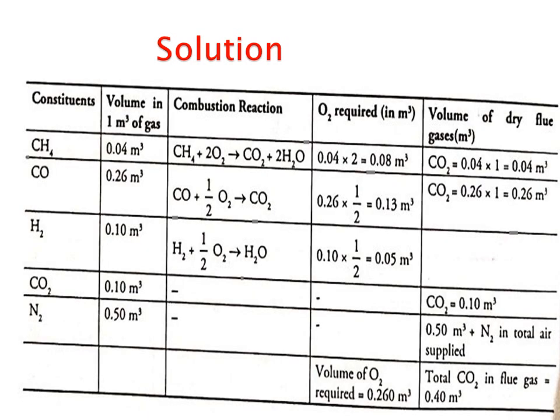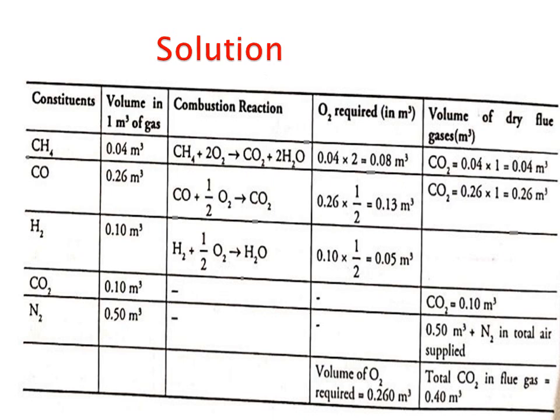Now once again you can calculate oxygen as you have done in problem 1 and 2. I need not repeat it. So the total volume of oxygen as calculated comes out to 0.260 meter cube. Now with the help of this you can find out how much air is to be supplied. So 0.260 into 100 by 21. So the minimum volume of air that is to be supplied will be 1.238 meter cube. Okay. Now we will also find out simultaneously what will be the dry flue gases.